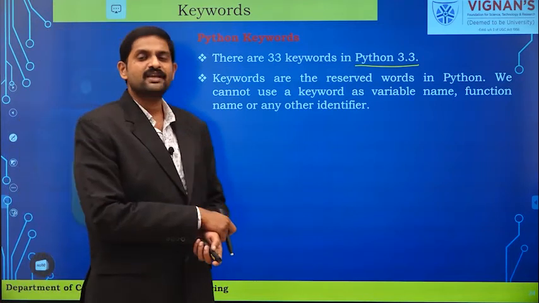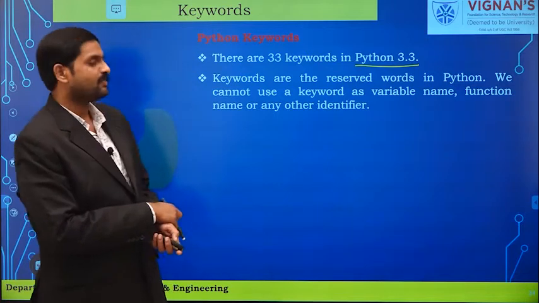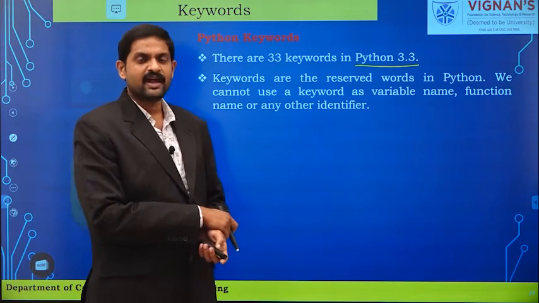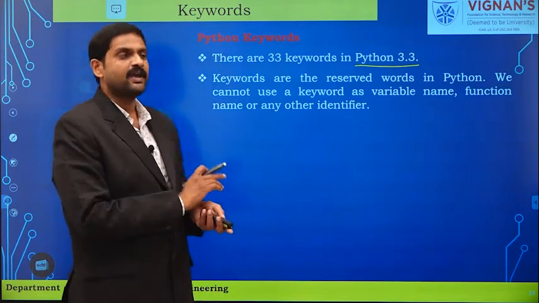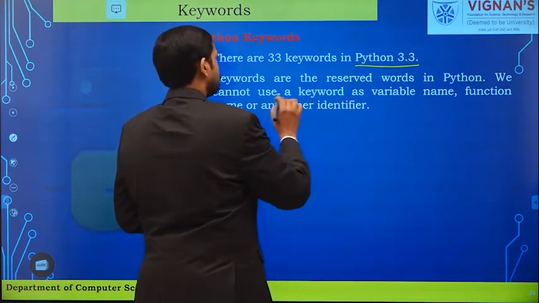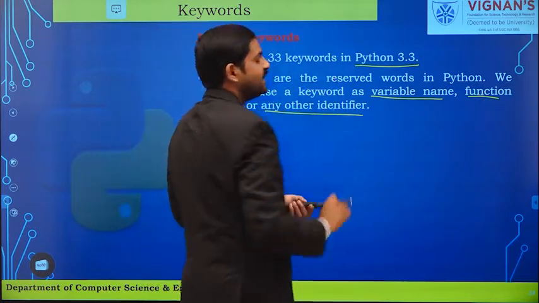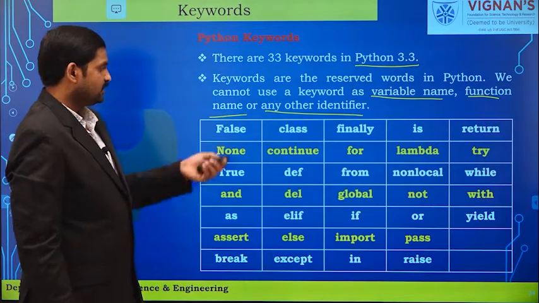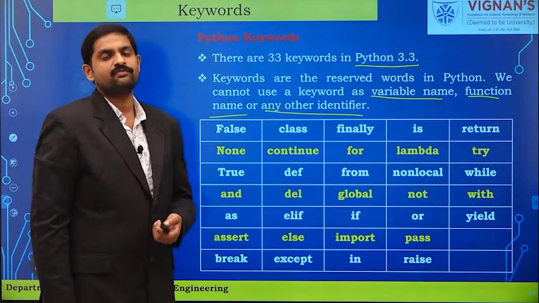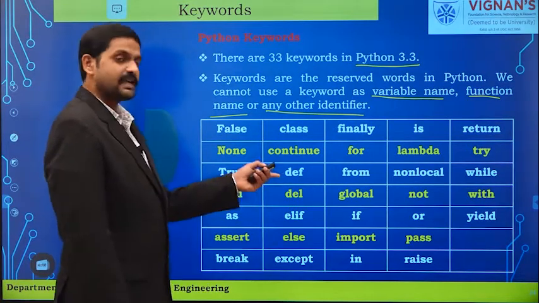We cannot use a keyword as a variable name, class name, function name or any other identifier. Once again I am repeating that keywords cannot be used as variable names, function names or any other identifiers. These are the list of total 33 keywords we are going to discuss. Let's move to the keywords explanation part.